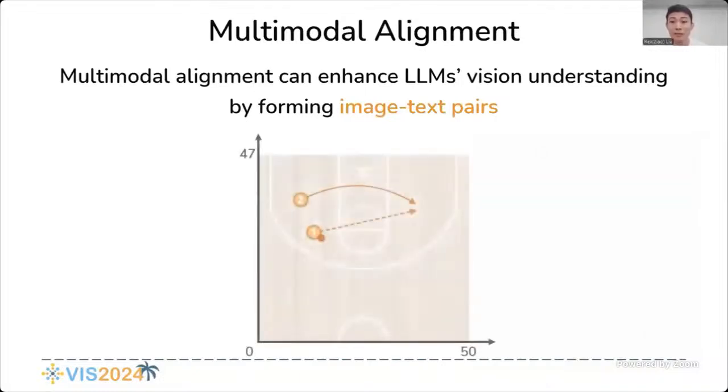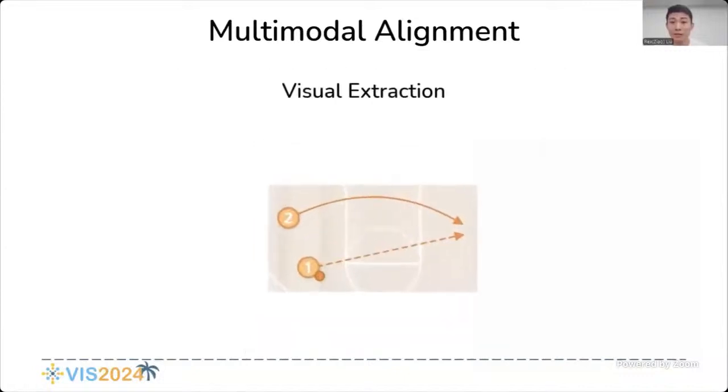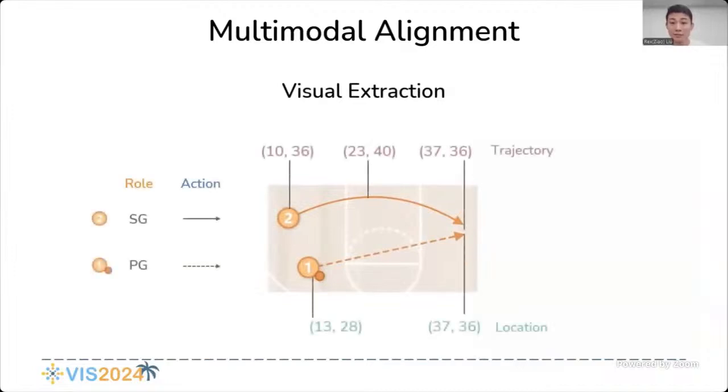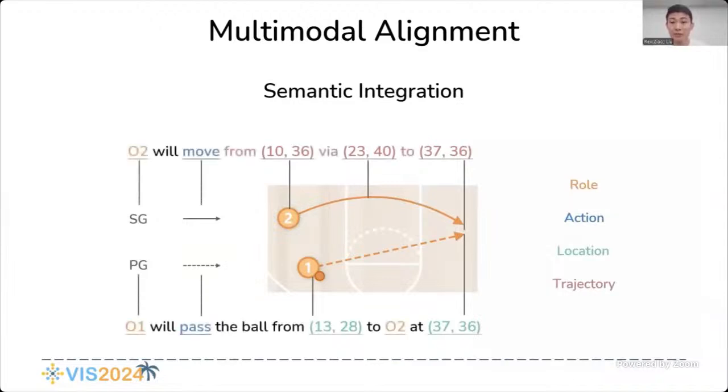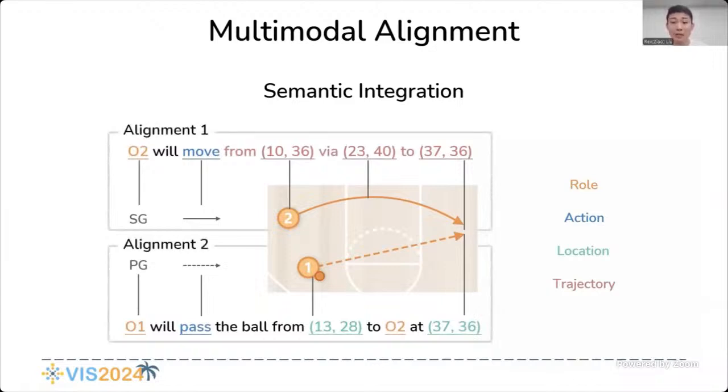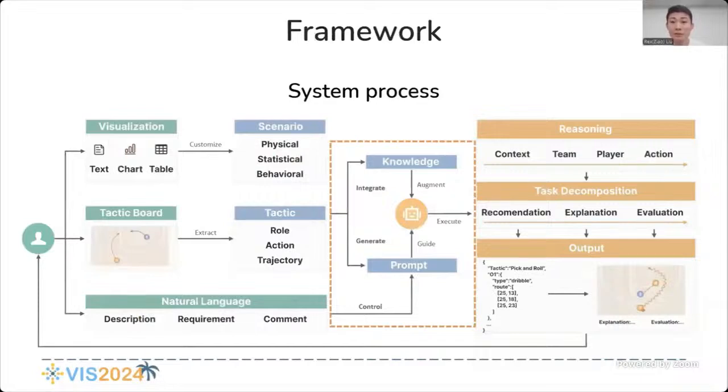To achieve this, we first established a coordinate system on the tactic board. We then extract visual elements, including player roles, actions, locations, and trajectories. After extraction, we embed semantic information into a textual representation. One sentence describes movement along a trajectory, while the second captures the player's actions at specific locations. These two alignment templates help form image-text pairs. After processing the user input, let's see how the framework handles these cross-modal paired data.